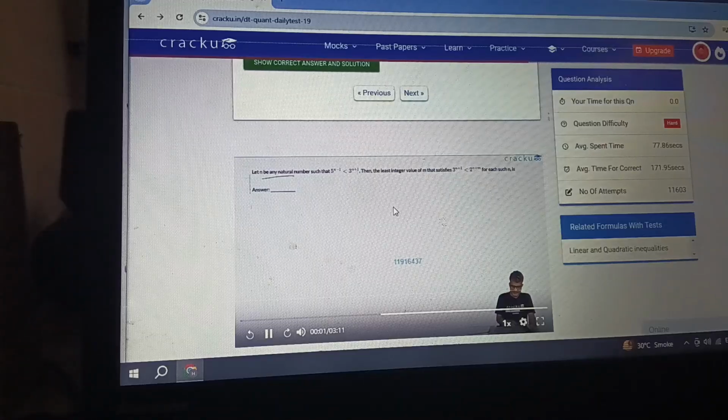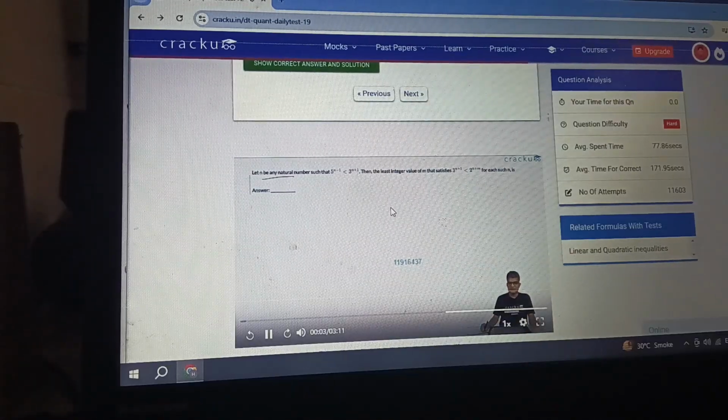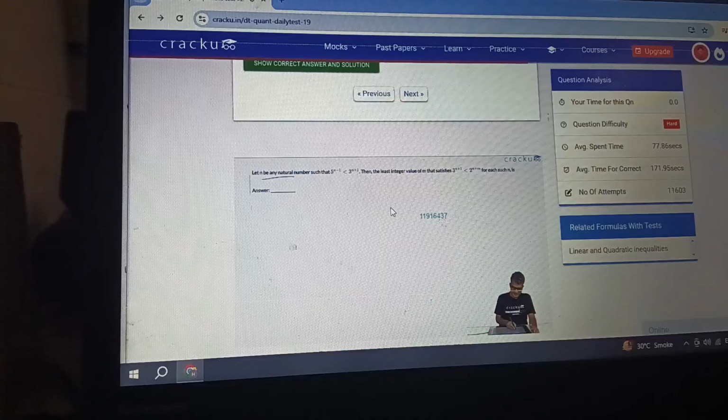In this question we are told that n is a natural number such that 5 to the power n minus 1 is less than 3 to the power n plus 1. That is, 5 to the power n divided by 5 is less than 3 to the power n into 3. Or essentially (5/3) to the power n is less than 15. What are the values that n can take?